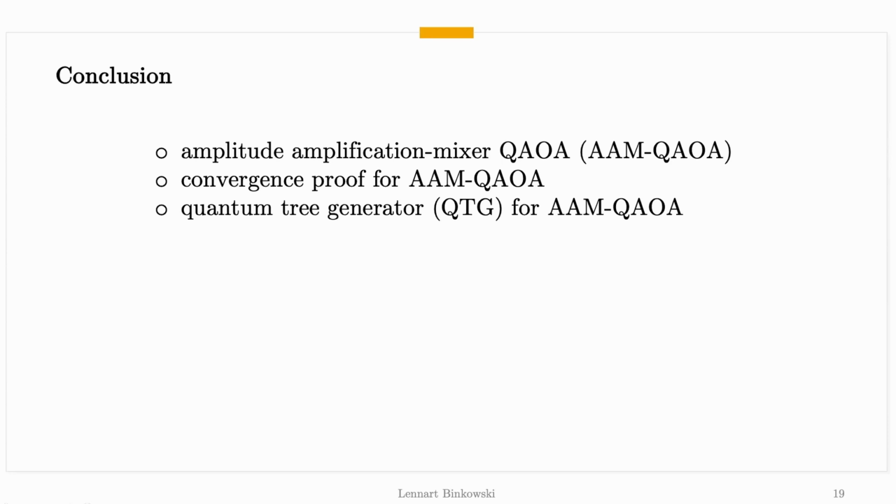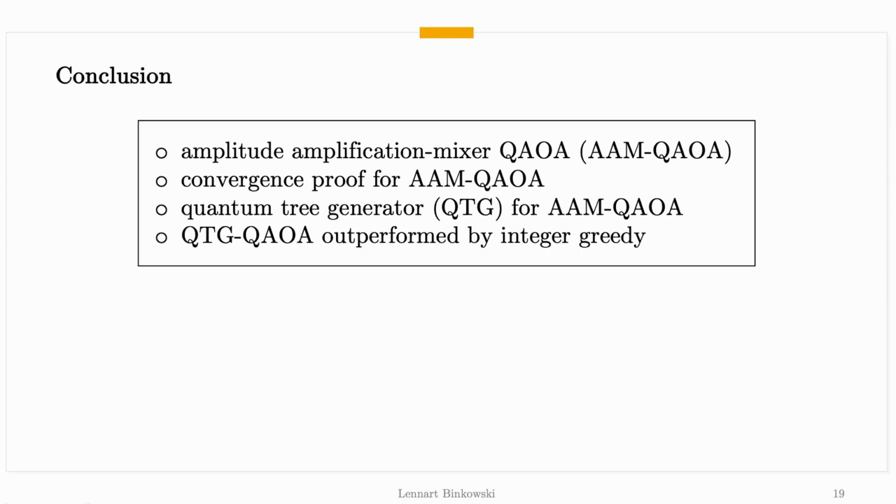The quantum tree generator itself was introduced by us in another context, more in the context of fault-tolerant amplitude amplification rather than employing it in QAOA, but we showed, at least numerically, that for these smaller instance sizes, it performs actually better than other QAOA approaches for the knapsack. However, and that's the sobering result, even QTG-QAOA, even though it performed better than the other QAOA versions, still got outperformed by integer greedy, so therefore is not really a viable method for solving knapsack problems.